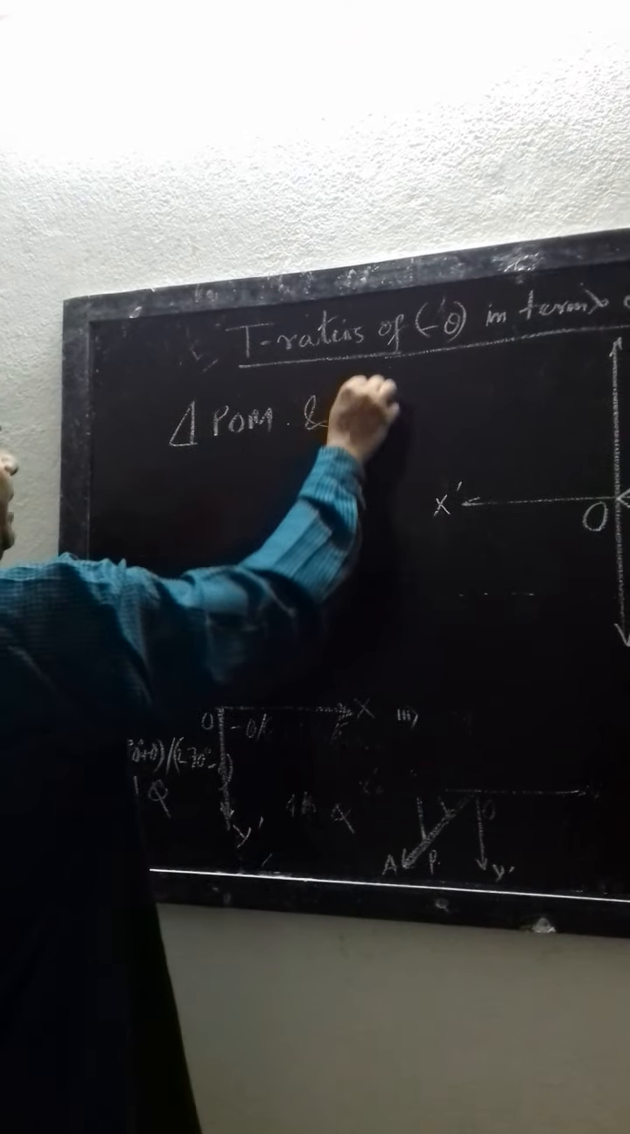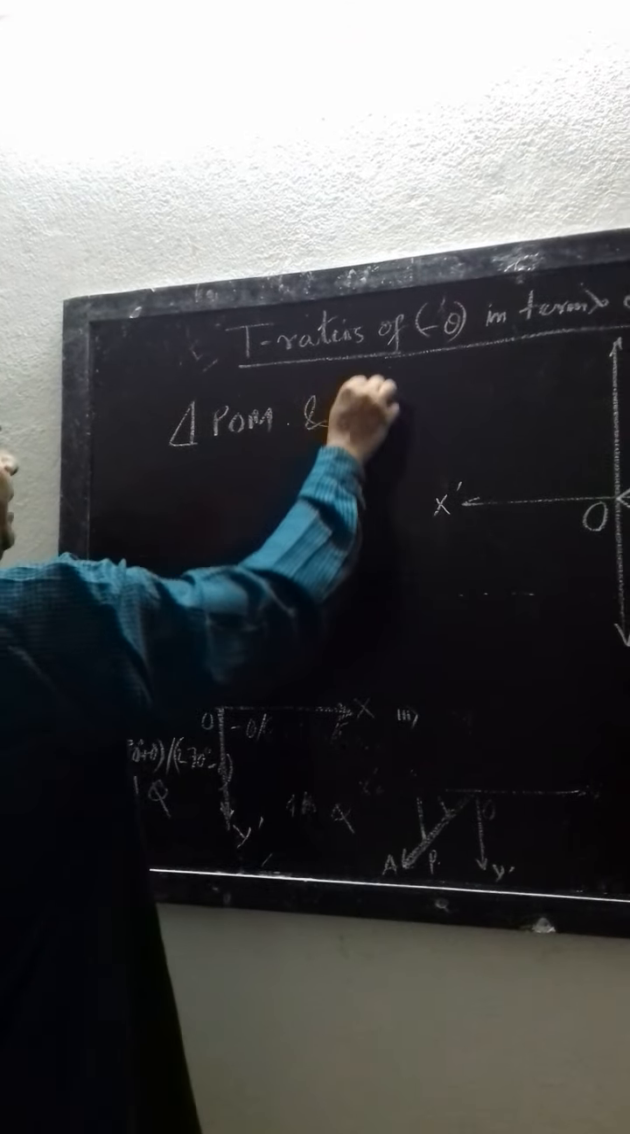So cos of minus theta equal to cos theta and sec of minus theta equal to sec theta, because the angle minus theta lies in the fourth quadrant. So cos of minus theta equal to cos theta and sec of minus theta equal to sec theta. All others are negative.